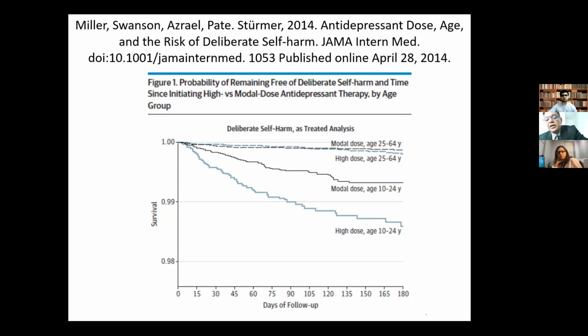But when you go to 10 to 24, even the modal, the conventional dose results in bad outcomes, even worse than usual, as you see in age 25 to 64, right? But look at 10 to 24 high dose. That's the worst. Now, we see that giving even a conventional dose can be problematic, as we just saw in the data. But giving high dosages actually might be much more problematic than the conventional dosages.